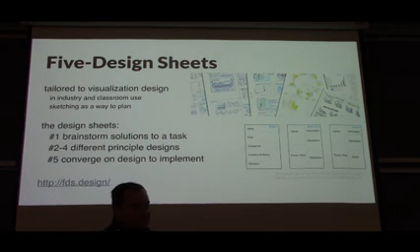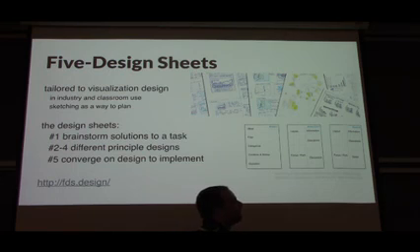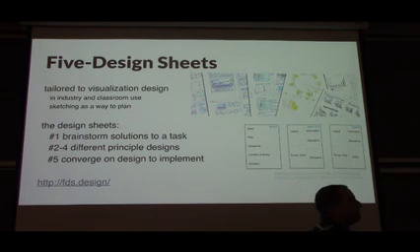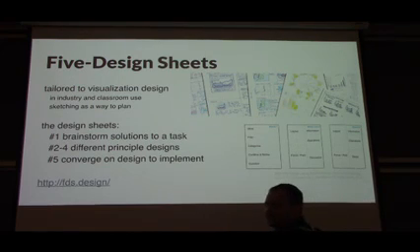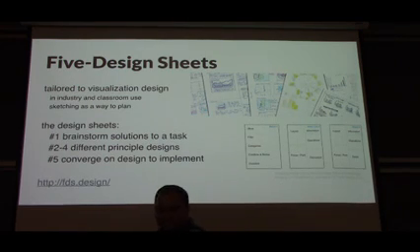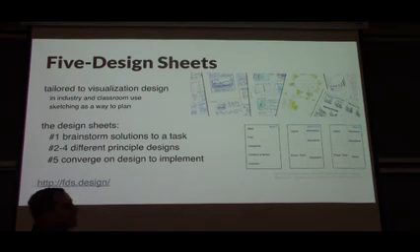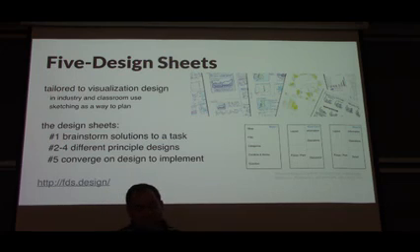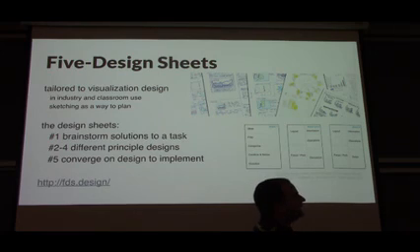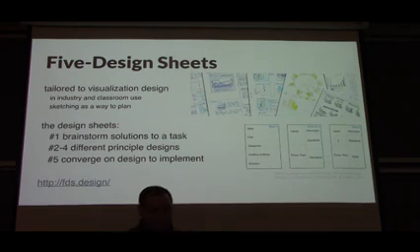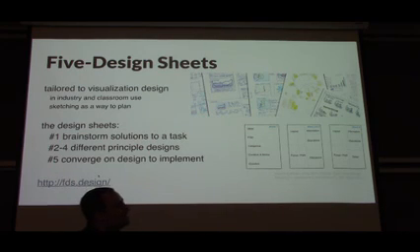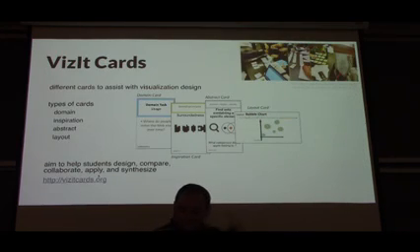There's the 5 design sheet methodology, which is tailored for visualization design and is actually used in classrooms and in industry. It uses a lot of sketching, and it essentially has 3 phases with 5 sheets. There's the one brainstorming sheet. Then we have different principal designs in sheets 2 to 4, and then 5 is this convergence sheet where we take ideas from sheets 2 to 4 in detail. And there is a website, fds.design, that describes this methodology in detail.